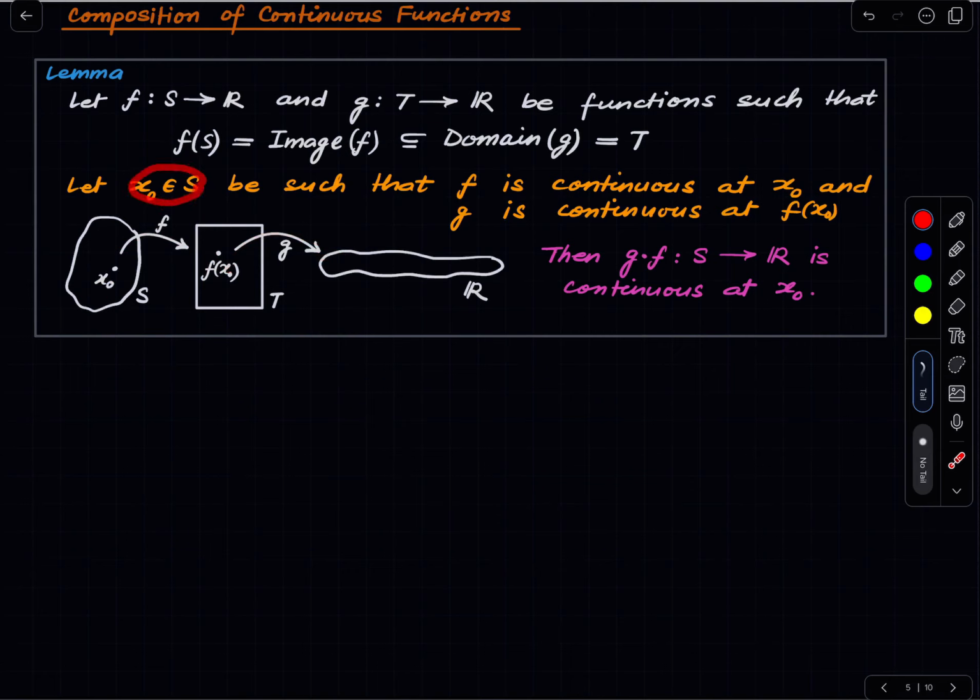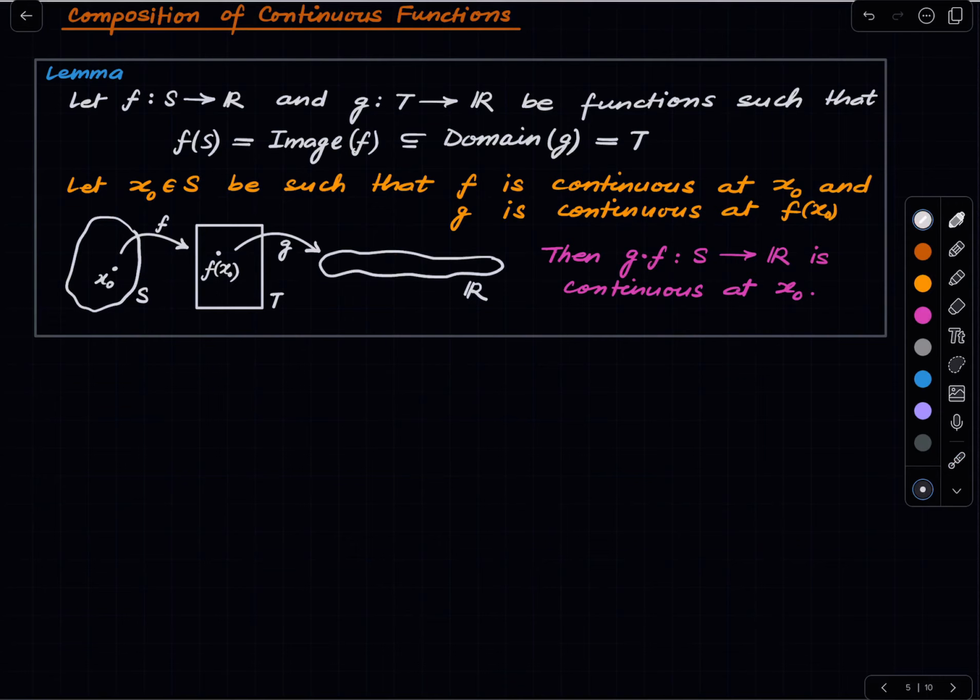Okay, so fix a point x0 in the domain of the function f, and assume x0 is such that f is continuous at x0 and g is continuous at f(x0). So we have a point in S where f is continuous, you take the image, and g is continuous here, and then naturally we want to prove that the composite function is continuous at x0. So recall, the composite function is just the function which picks a point in S, applies f, and then applies g. That's the composite function, and we want to prove that it is continuous at x0.